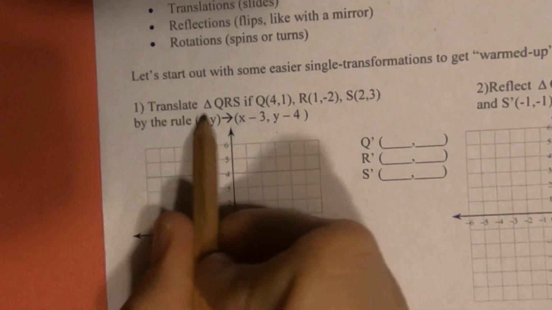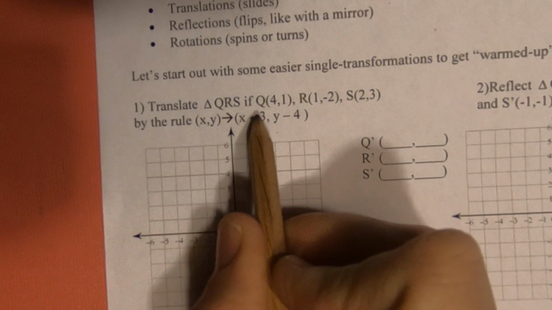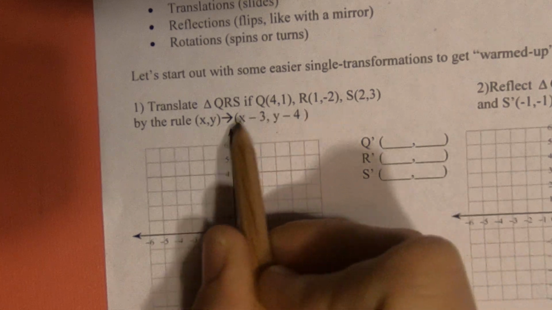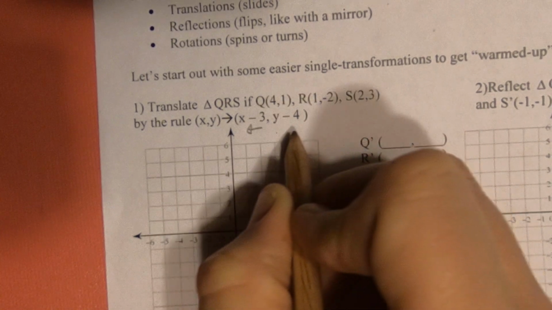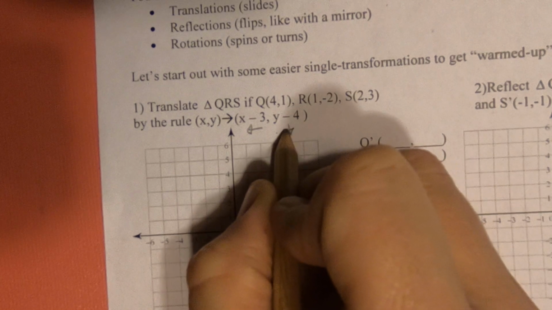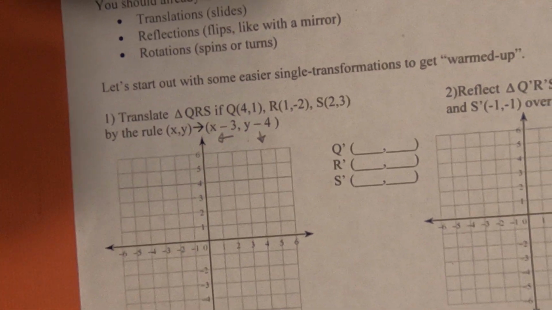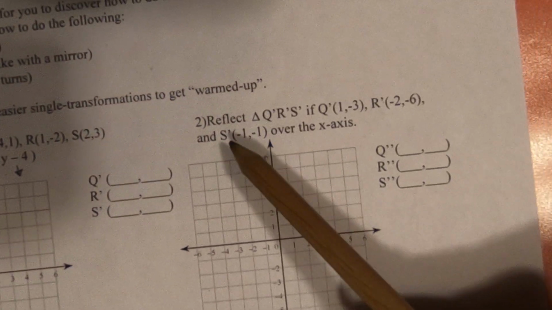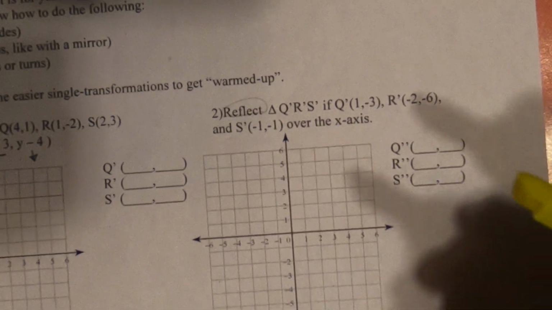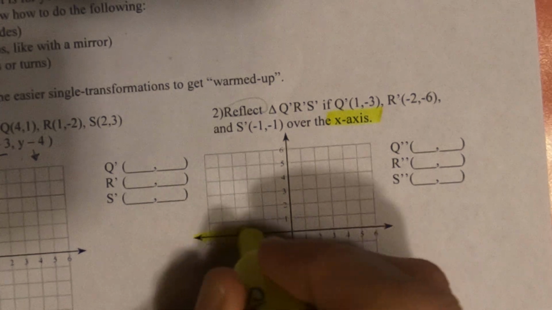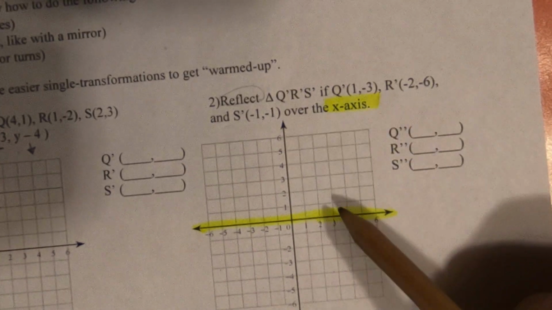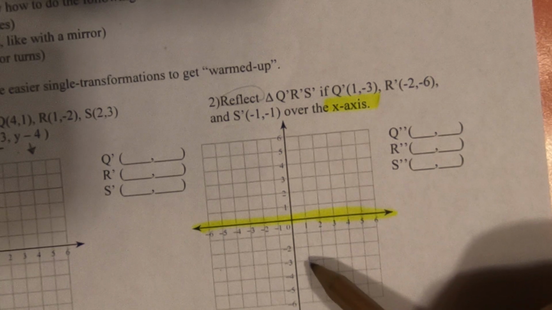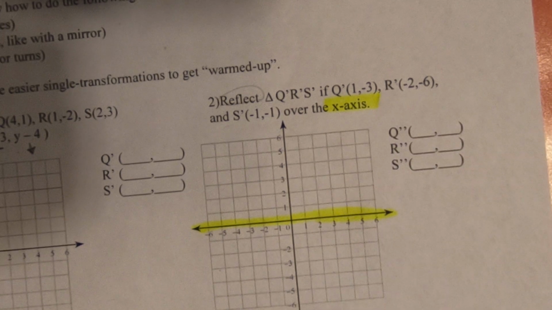Problem 1, we're going to translate triangle QRS with these points by this rule. So if we're doing x minus 3, remember we're going to move left 3. Y minus 4 is going to go down 4. Okay. I also want you to try this problem. We're going to reflect over the x-axis. Okay, so highlight that. So you're going to graph your triangle, flip it over the x-axis. So go ahead and pause the video and try that on your own.